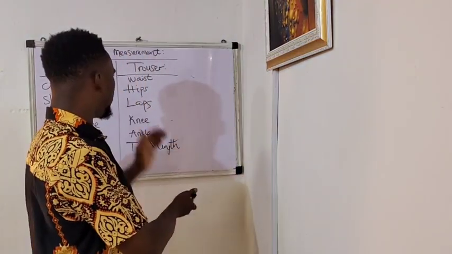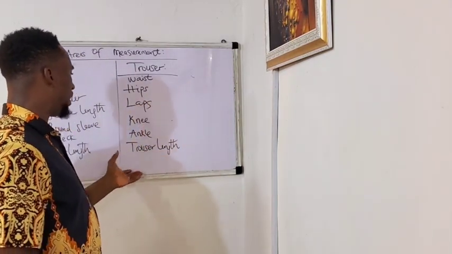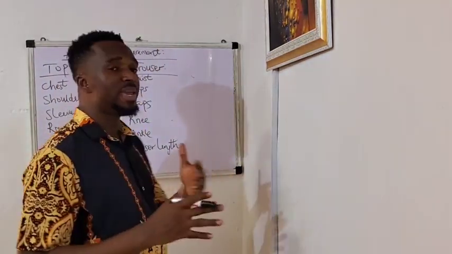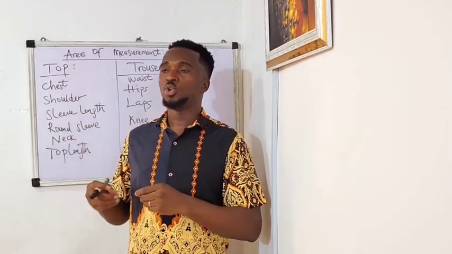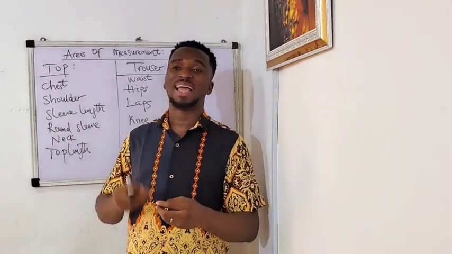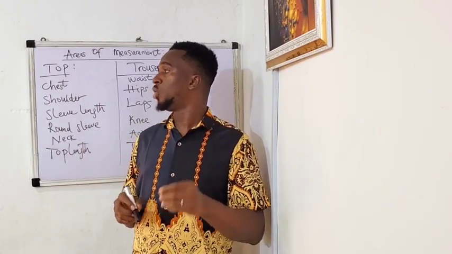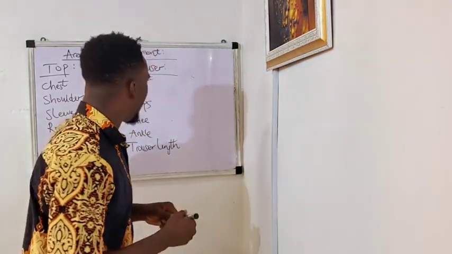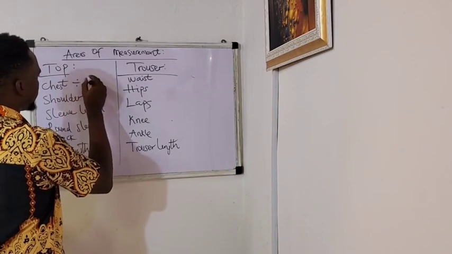Now, for the trouser, it's just as simple as that: the waist, the hip, lap, knee, ankle, and the trouser length. To make it easier for us, these areas that we have measured, you also need to know that you have to divide them by certain numbers. I will label the numbers on the board for you to know where to divide. For the chest, any answer you get is over 4.